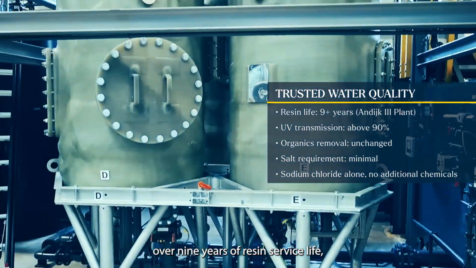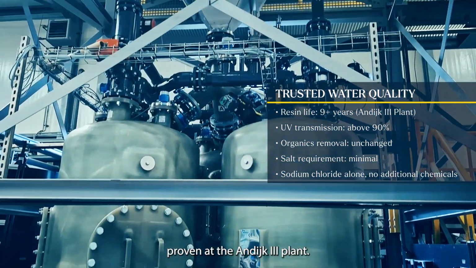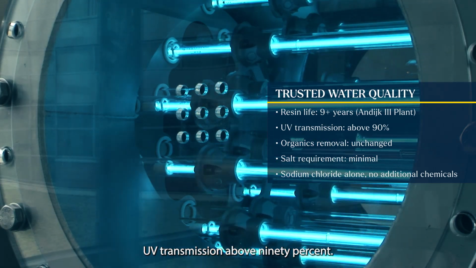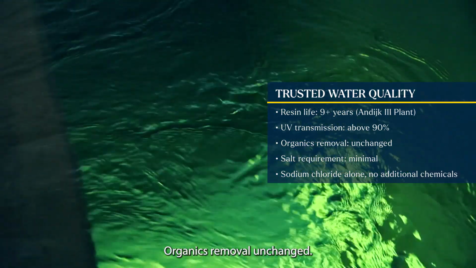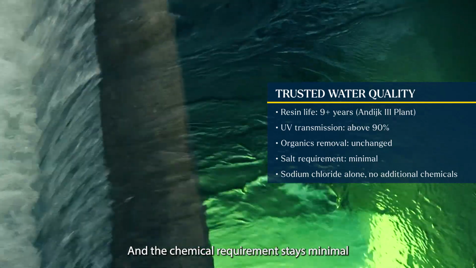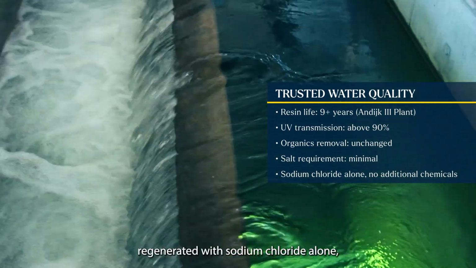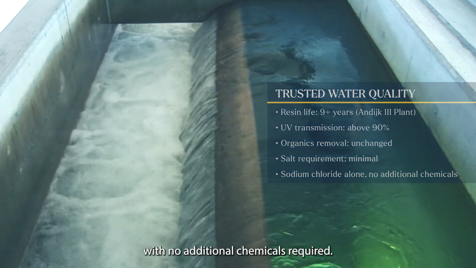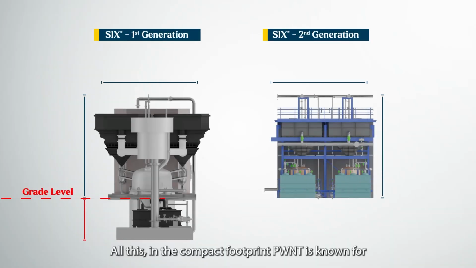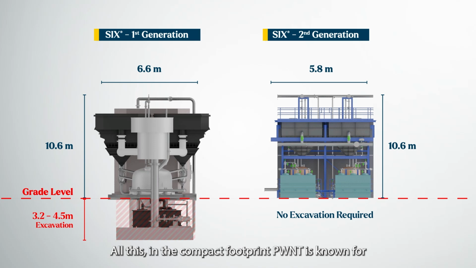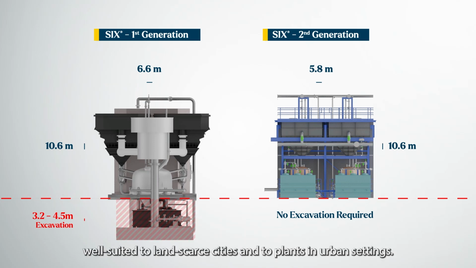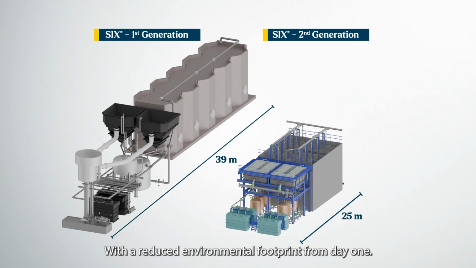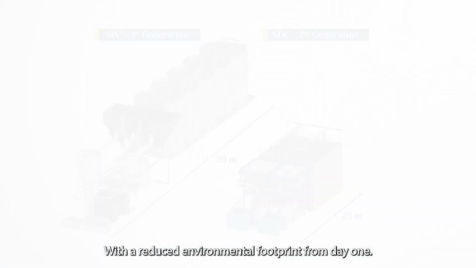Over 9 years of resin service life, proven at the Ondijk 3 plant. UV transmission above 90%, organics removal unchanged, and the chemical requirement stays minimal. Regenerated with sodium chloride alone, with no additional chemicals required. All this in the compact footprints PWNT is known for, well suited to land-scarce cities and to plants in urban settings, with a reduced environmental footprint from day one.